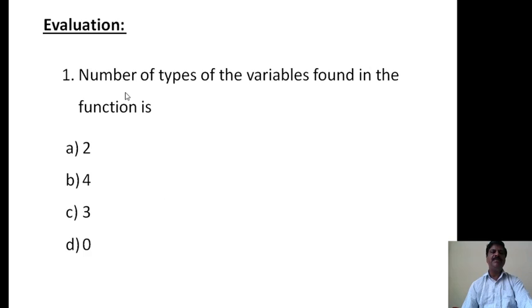The answer to this question is option a, because there are two types of variables: one is the dependent variable, another is the independent variable. Therefore, totally there are two types of variables found in a function, so the correct answer is a, that is 2.